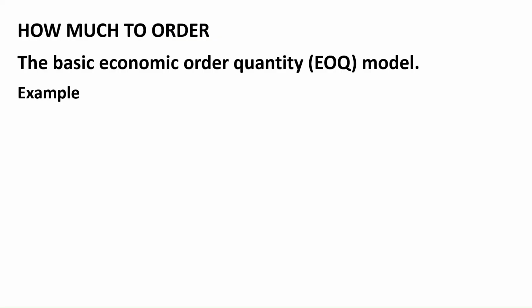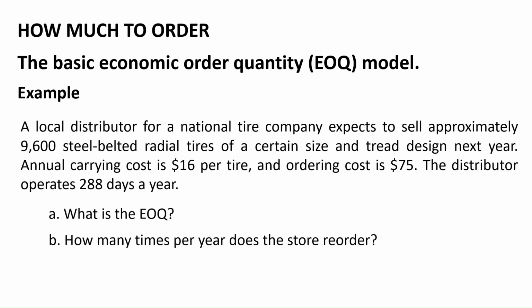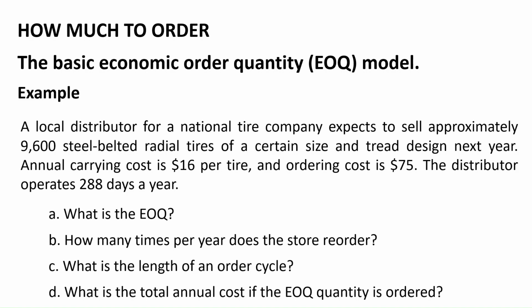A local distributor for a national tire company expects to sell approximately 9,600 steel-belted radial tires of a certain size and tread design next year. The annual carrying cost is $16 per tire, and the ordering cost is $75. The distributor operates 288 days a year. What is the EOQ? How many times per year does the store reorder? What is the length of an order cycle? What is the total annual cost if the EOQ quantity is ordered?